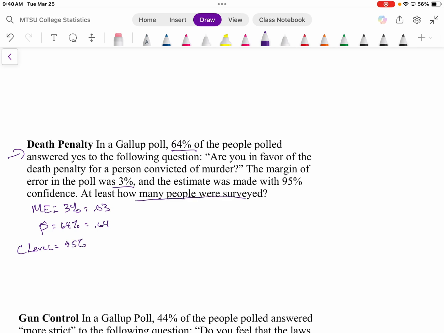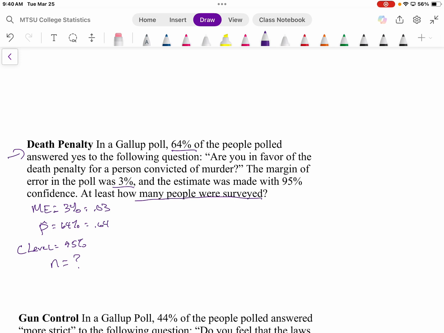How many people are being surveyed? So what's the N? So this is the way they would phrase it, asking, okay, what's the minimum sample that I need to interview in order for me to have a margin of error of 3% and 64%, based off of 64% of the people answered yes. And I want to do it with a 95% confidence is what I want to go through and do.